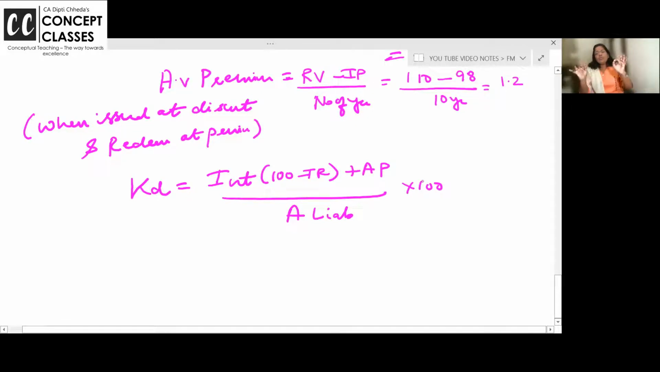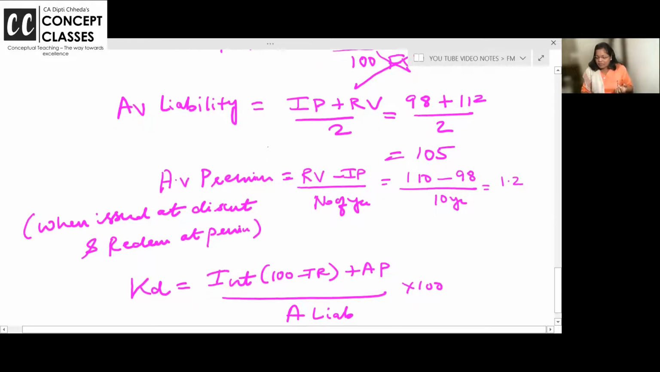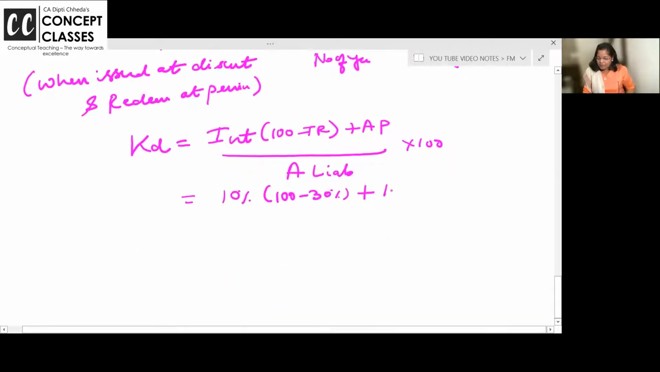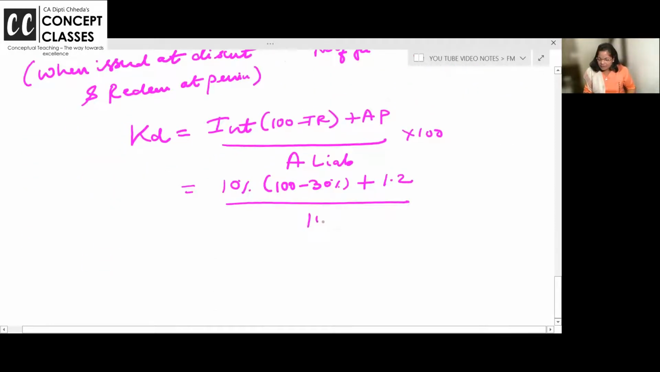This is the out-of-pocket cost per debenture. So what is your interest? 10%. 100 minus 30% tax, that is after the tax saving. What is your average premium? Actually, it is 12 rupees, but 12 rupees over 10 years. So per year 1.2.